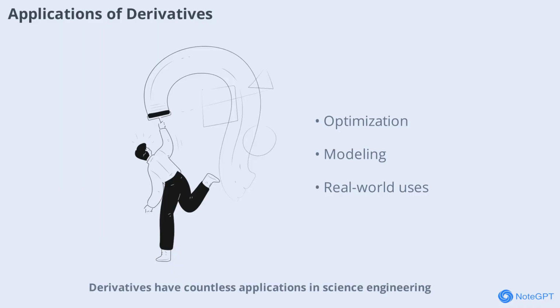Derivatives have countless applications in science, engineering, and everyday life. They help us find maximum and minimum values, optimize processes, and model real-world phenomena like speed, acceleration, and growth rates. Understanding how to apply derivatives is a key skill for anyone studying calculus.